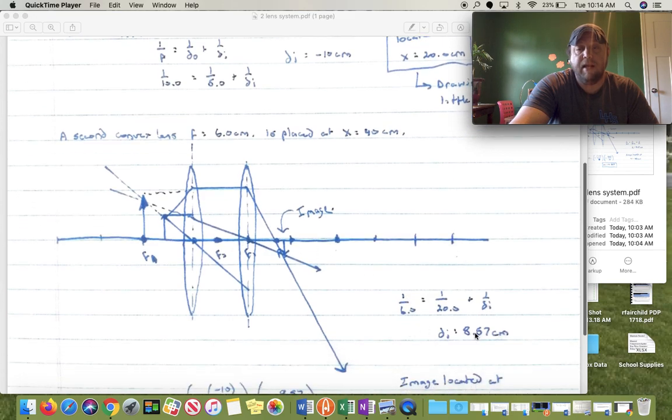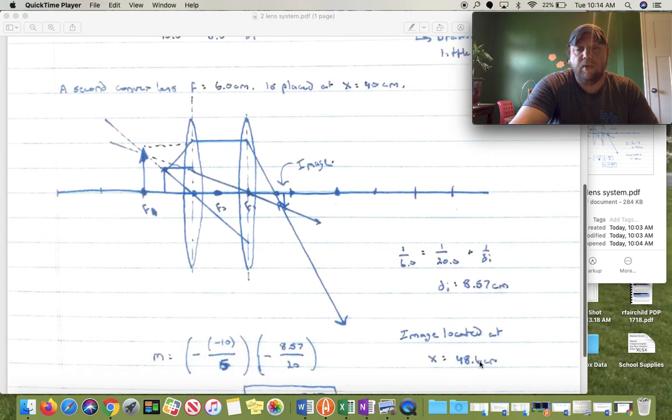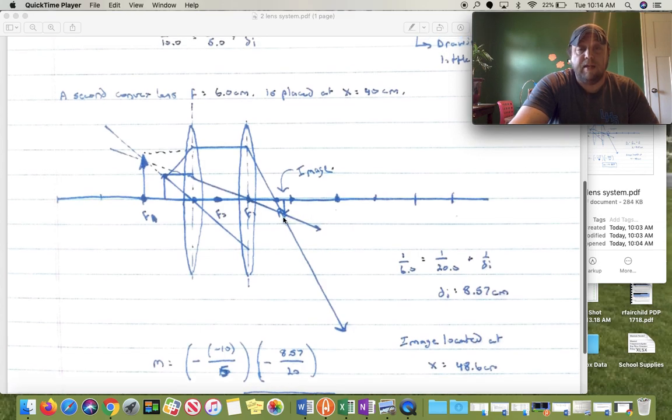If I plug that in, I get 8.57 centimeters, and it's a positive answer, and that makes sense. It says that I'm 8.57 centimeters from the second lens. So my image is located at x equals 48.6 centimeters on this diagram. So I was actually pretty accurate, even though I was just drawing all of this stuff by hand. Now, once again, this image is smaller than the original object.